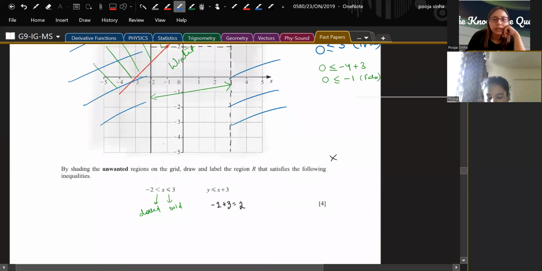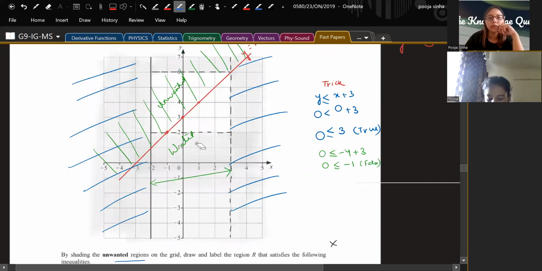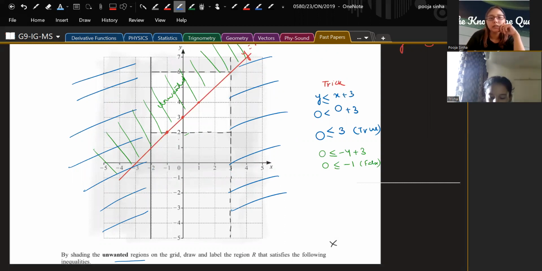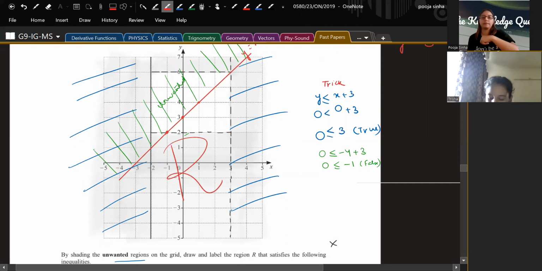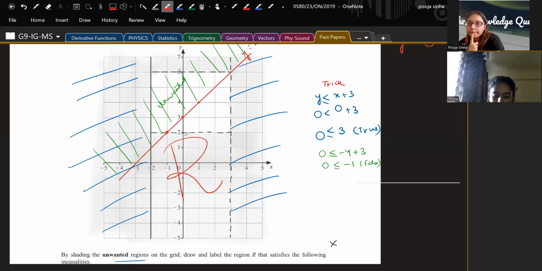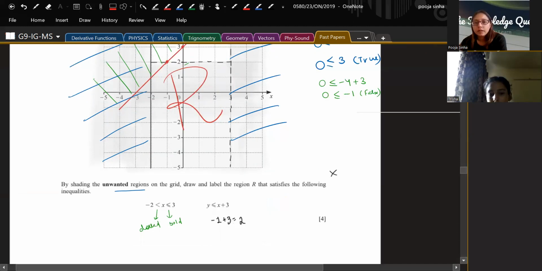Now it says, by shading the unwanted region on the grid, draw and label the region R that satisfied the following inequalities. So what is the region which is satisfying the following inequalities? So finally, I will label it as R, and it is this region. You have to label it as R? It says, label the region R that satisfied the following.